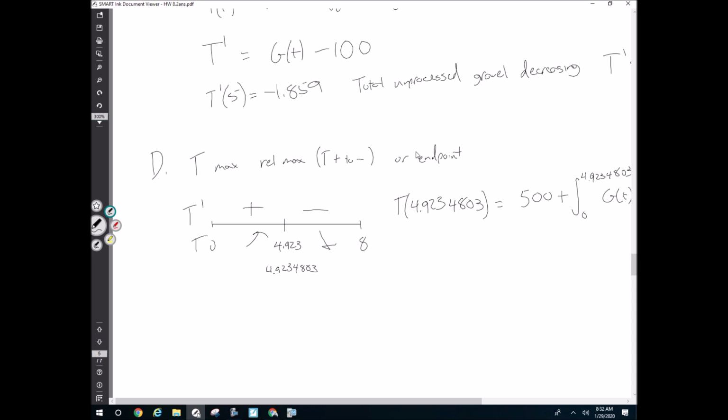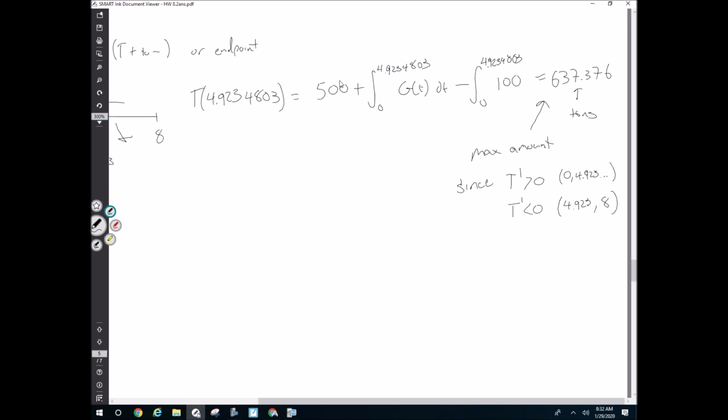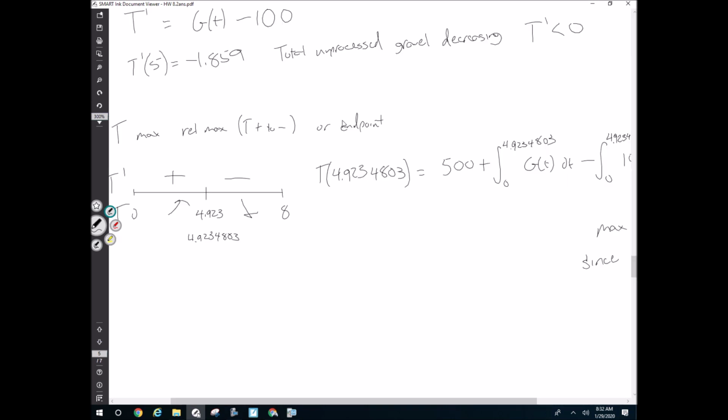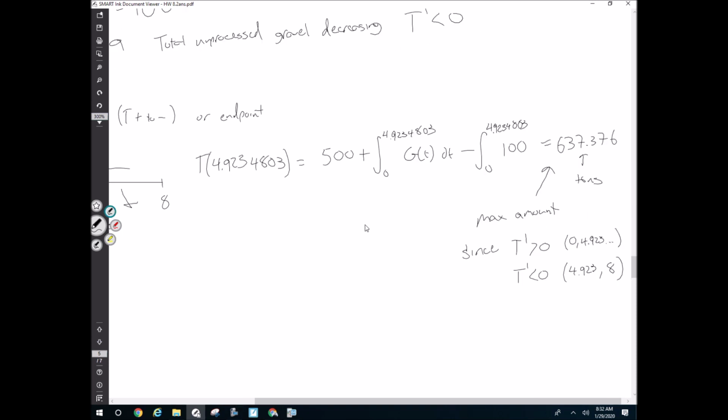Okay, and I found the maximum amount. I do not have to find the endpoint, so I just exclude that. This confirms that it's definitely not at an endpoint. It's definitely going to be this.